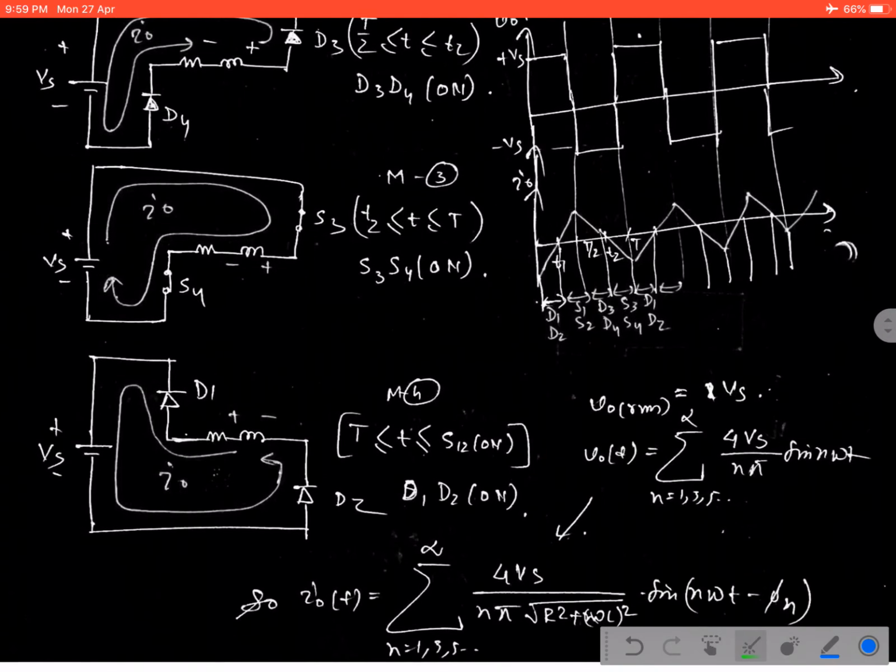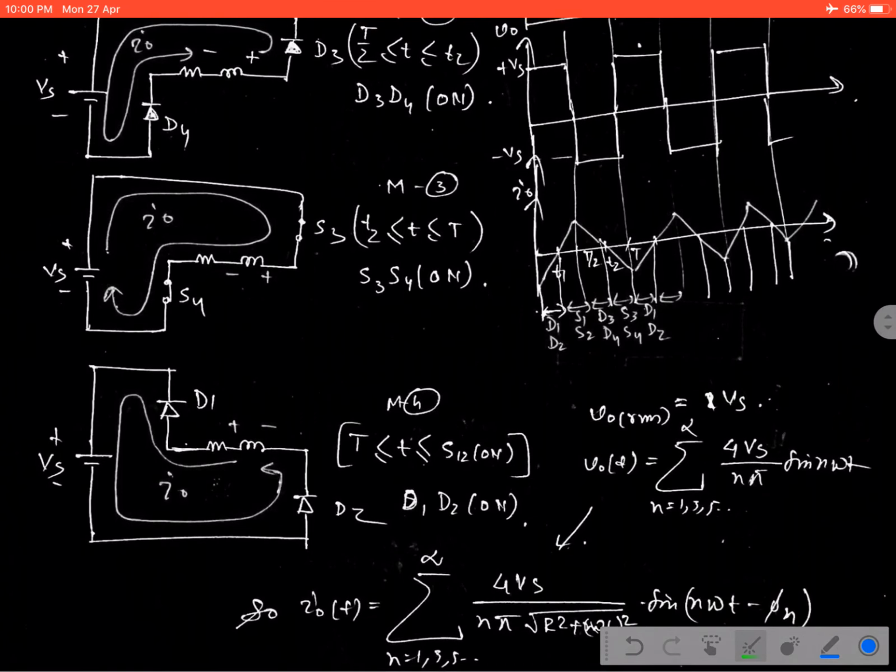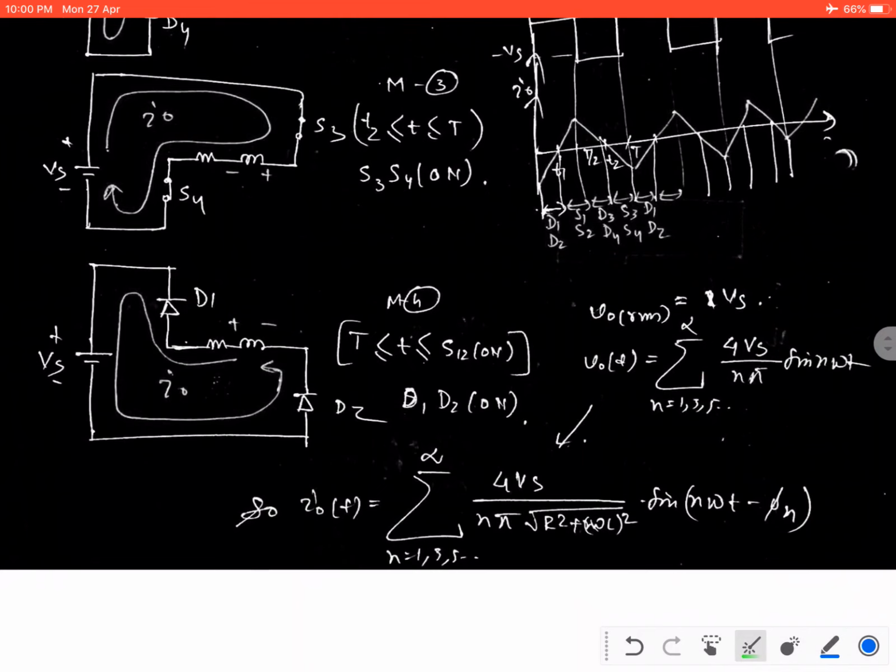Now, what will be the periodic expression and the RMS value? We have just calculated it in the case of the R load. The RMS value will be Vs, right? And the periodic function of the output voltage, as defined in the previous class for the R load application, was 4 Vs by n pi. But here, as we are using an inductive load, the output current expression will change, as the load has changed. Previously it was a resistive load and now it is an inductive load.